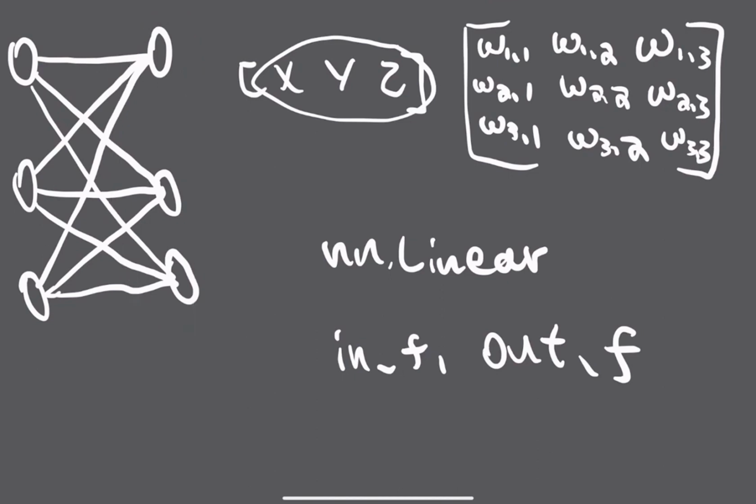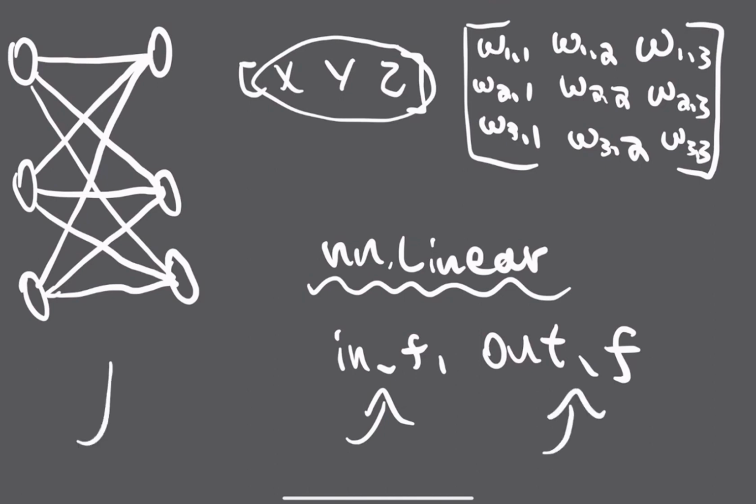So to do this in PyTorch, all we would do is make an instance of this class, nn.Linear, and we would just have to pass in 3 for in features, 3 for out features, and that would be our simple 2-layer neural network that we have right here.